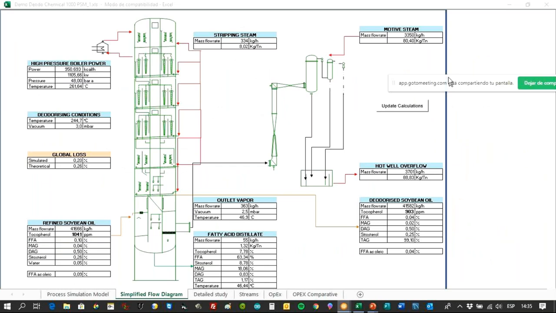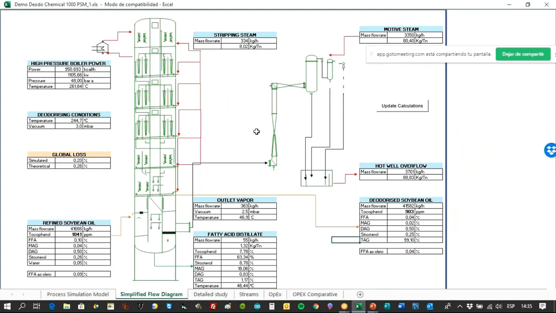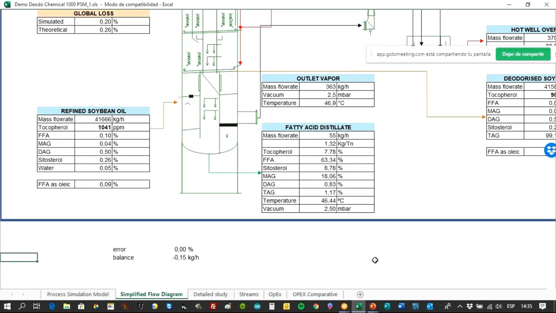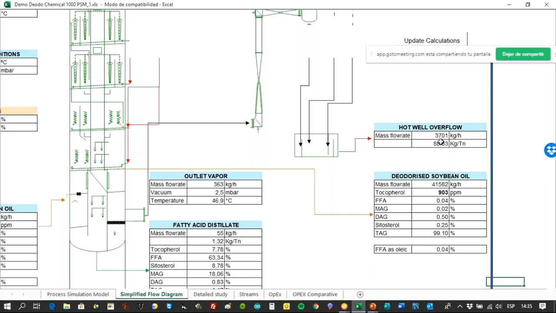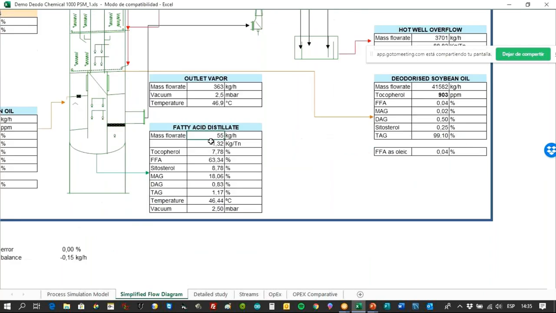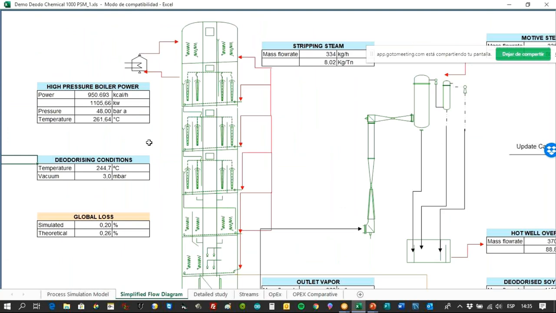In here we have a simplified flow diagram in which we can check the mass flow rate and the composition of our soybean oil entering the deodorizer. We can also check the results in terms of the deodorized soybean oil, the mass flow rate of the distillates, the composition. All of these numbers are the result from the simulation. Okay, we can check the deodorization conditions and also the global loss of our last simulation run.